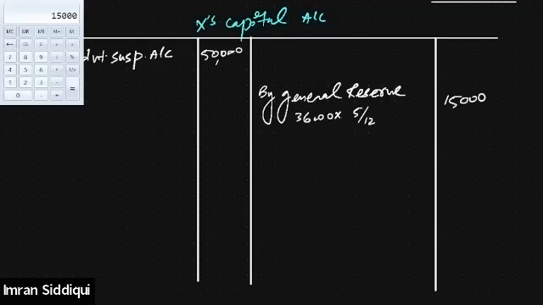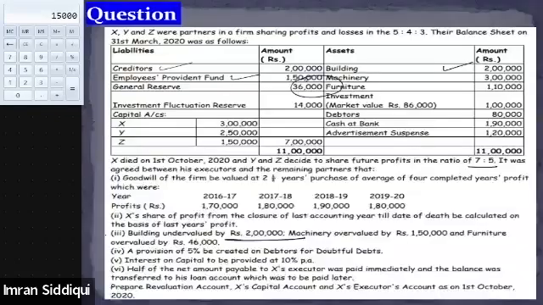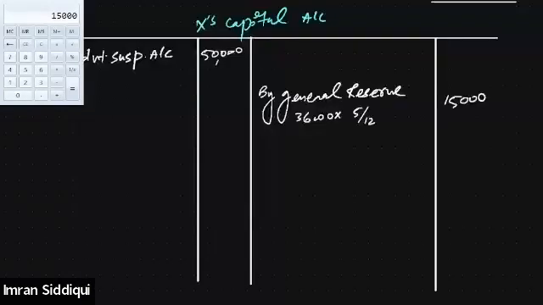All right. Moving back to the question. We have capital balances of the partners given in the question. So capital account balance of X is 3 lakh. So we'll write that here by opening balance.